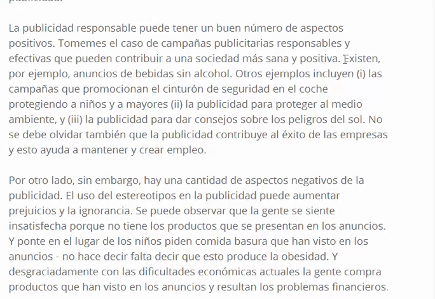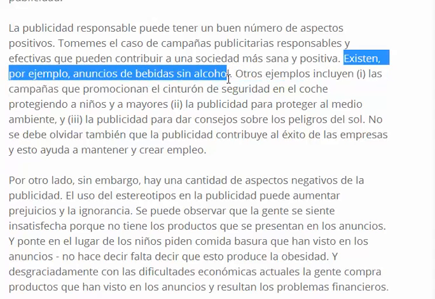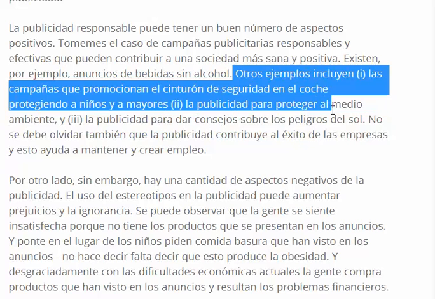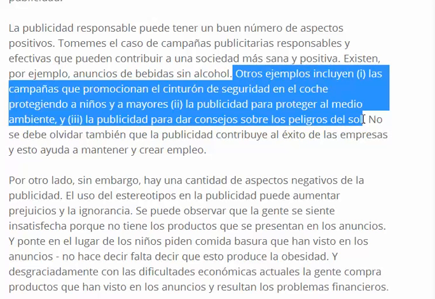So there we can see my first example. Existen, por ejemplo, anuncios de bebidas sin alcohol. And then I go on and I develop with a few more examples as well, which are not original examples. I've taken them from the textbook and from Caboodle and I've just worked them into my essay.